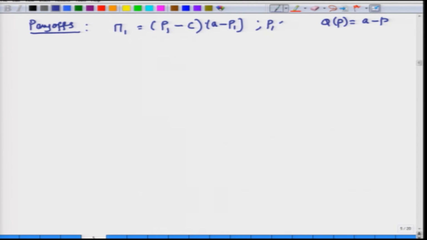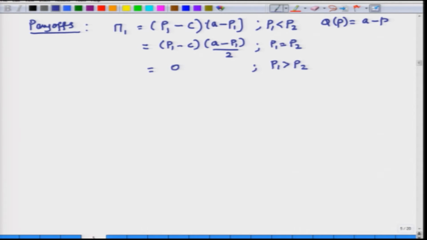That is where P1 is less than P2. If both firms charge the same price, which is when P1 is equal to P2, they split the market. So, firm 1's profit is P1 minus C times A minus P1, divided by 2. When P1 is greater than P2, which is when firm 1 charges a price larger than the price charged by firm 2, then as per our model all consumers go to firm 2. So, firm 1 sells 0 units. That is going to be 0 if P1 is greater than P2.